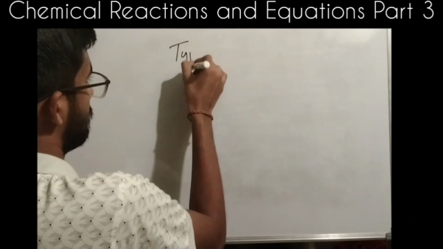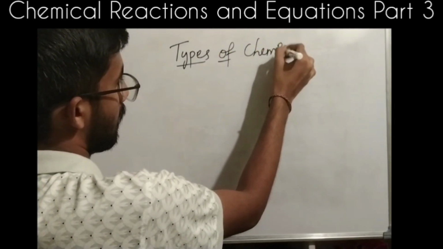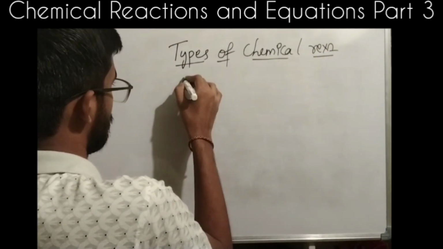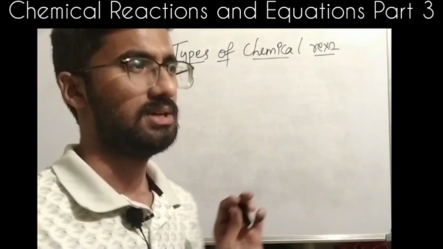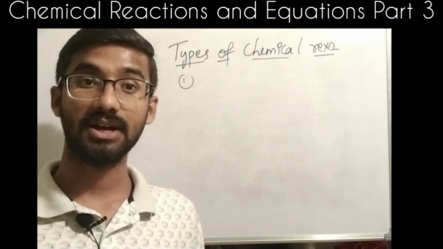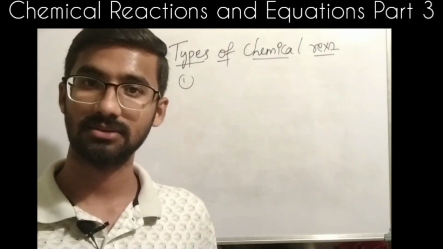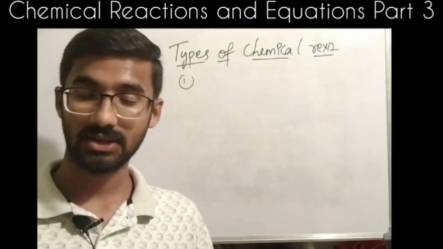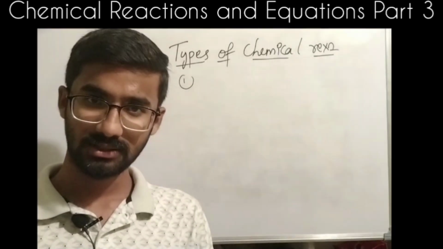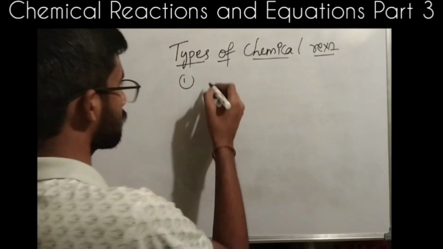Types of chemical reaction. We have combination reaction, decomposition reaction, exothermic reaction, endothermic reaction, displacement reaction, double displacement reaction, oxidation, reduction, redox reaction. These will be discussed in this chapter with an example. So, let us discuss one by one.